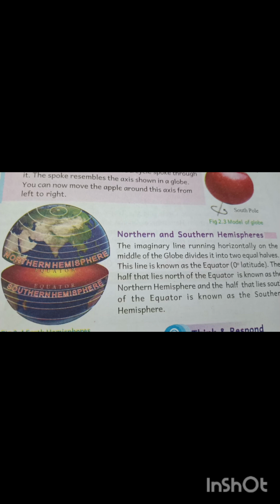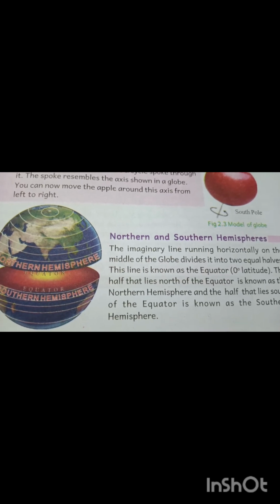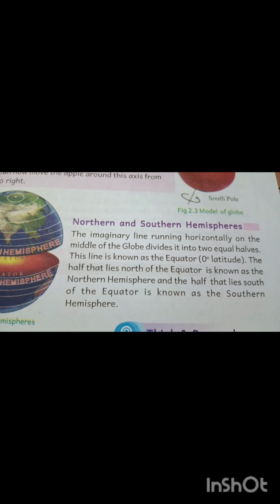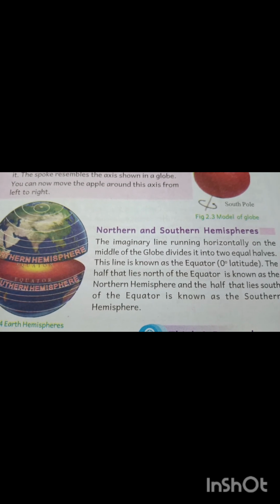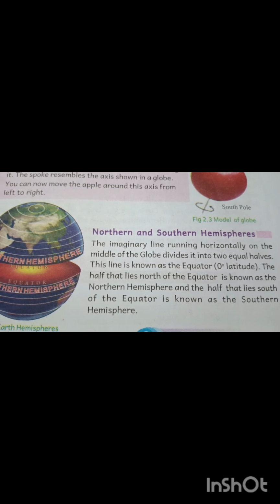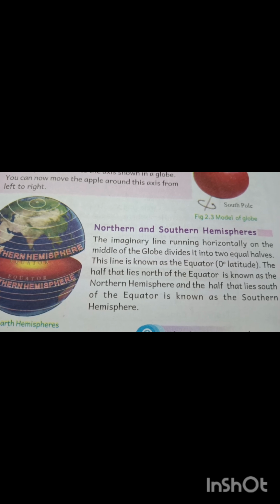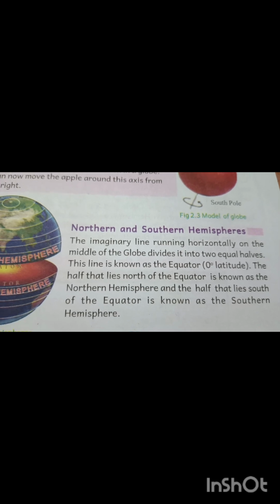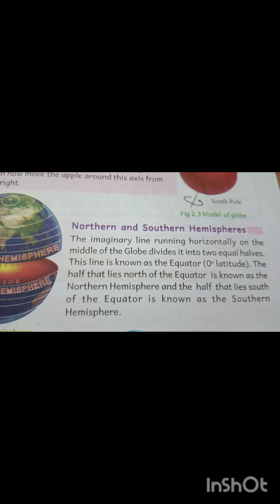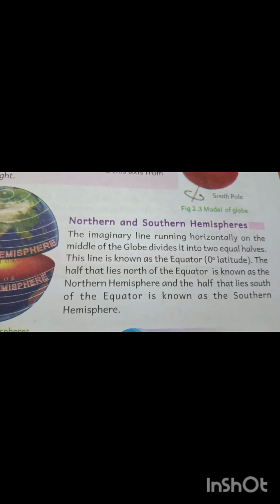The northern and southern hemispheres. The imaginary line running horizontally in the middle of the globe divides it into two equal halves. This line is known as the equator, 0 degrees latitude. The half that lies north of the equator is known as the northern hemisphere, and the half that lies south of the equator is known as the southern hemisphere.